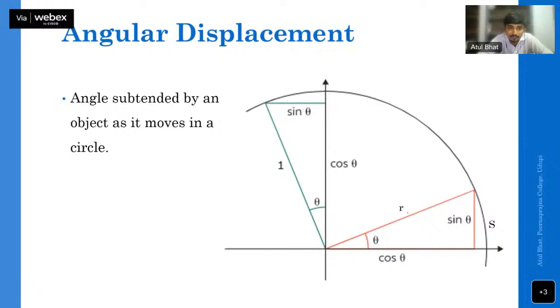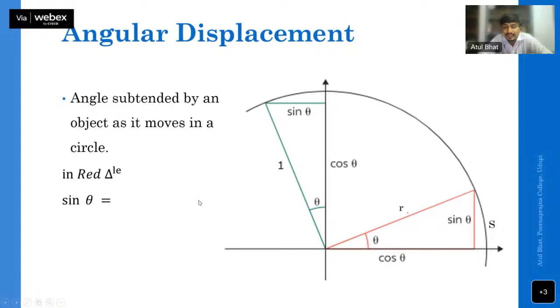angular displacement. So let's take this triangle over here, because as the object goes from here to here, it subtends an angle, which is theta, which is nothing but the angular displacement. So we'll consider this red triangle. Once we know theta, we can calculate sine theta and cos theta, considering a unit radius.